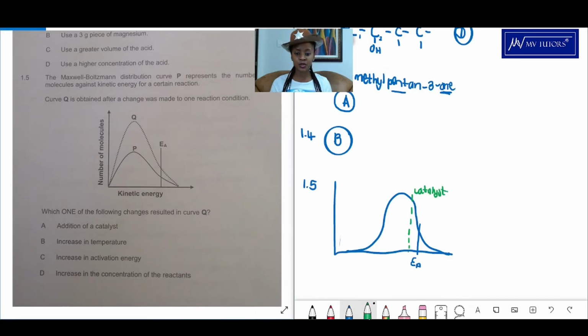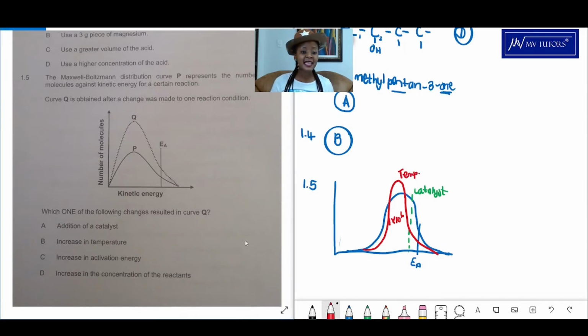Now, if I told you that underneath here we have like 1,000,000 particles, if you are going to increase the temperature, your graph will do something like this. It'll be much thinner, but you still have the same amount of particles underneath. But if we look at our graph here, Q, there aren't the same number of particles. We did not increase temperature in this case. So this would be like for temperature.